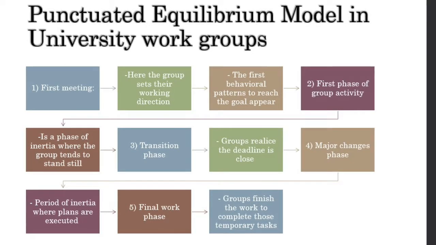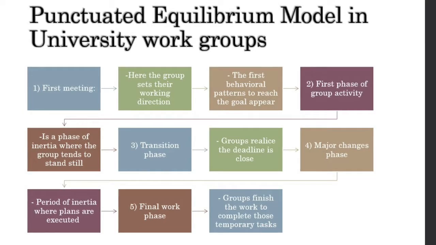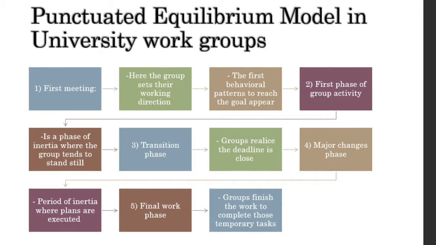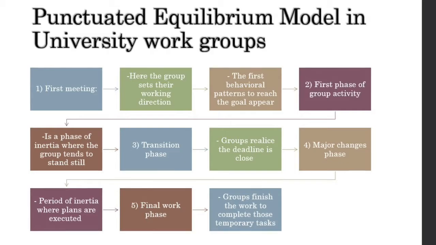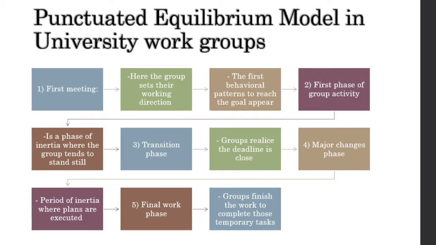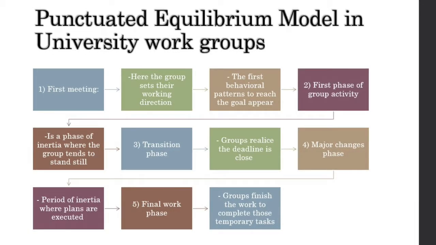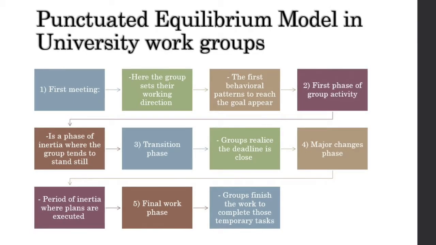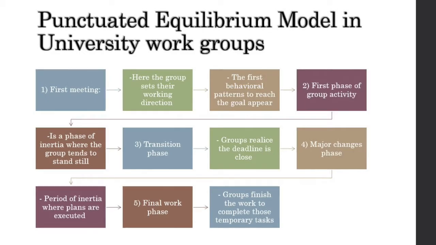Second is the first phase of group activity, which is basically the phase we all have where we say, oh no, we have a lot of time before the deadline, so we're going to do nothing. So you just stand still and wait for the time to pass. Then the third phase is the transition phase, when the group realizes that the deadline is really close and they start implementing the first working directions they set in the first meeting. So they start working towards the objective.